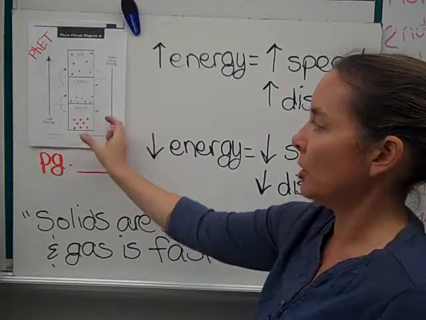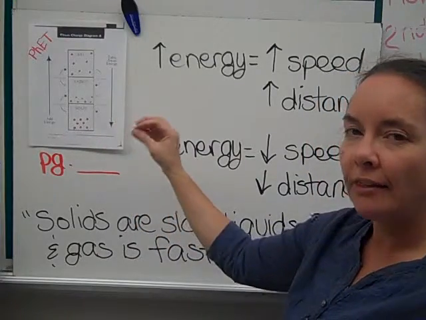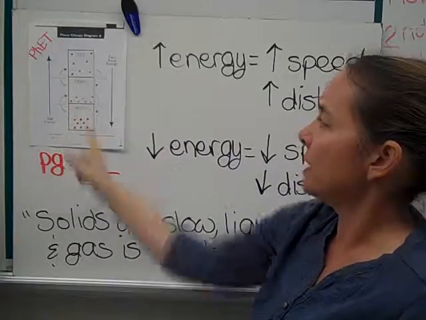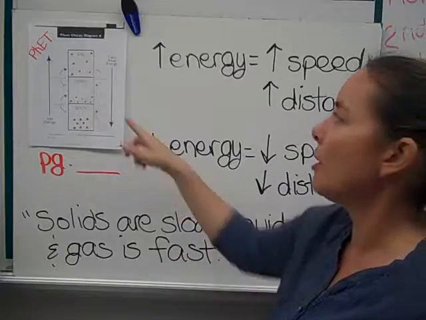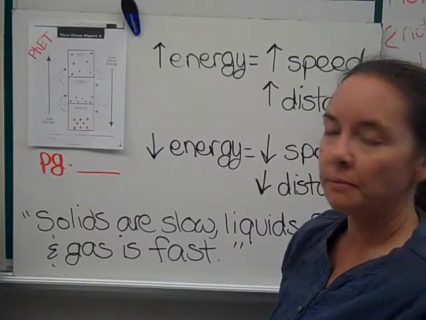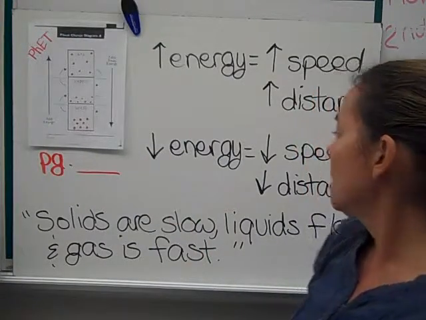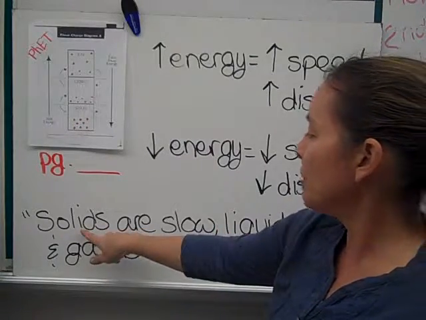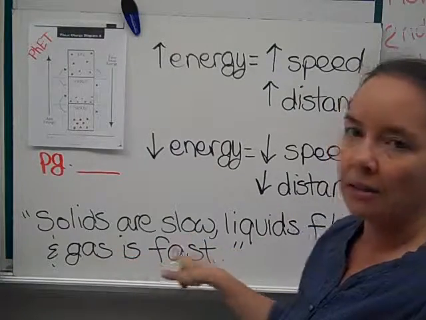So you have a solid, the particles are packed closer together, they're not moving very fast, they're shaking, and they are moving, but they're not moving past each other. As you add heat and energy, then the particles start to move faster, they start to spread apart until they begin evaporating into a gas. And we'll talk about the phase changes in the next lecture. But just to sum things up and help you remember: solids are slow, liquids flow, and gas is fast.